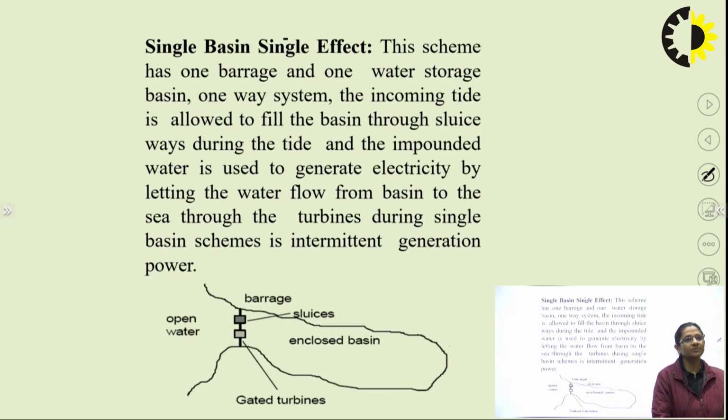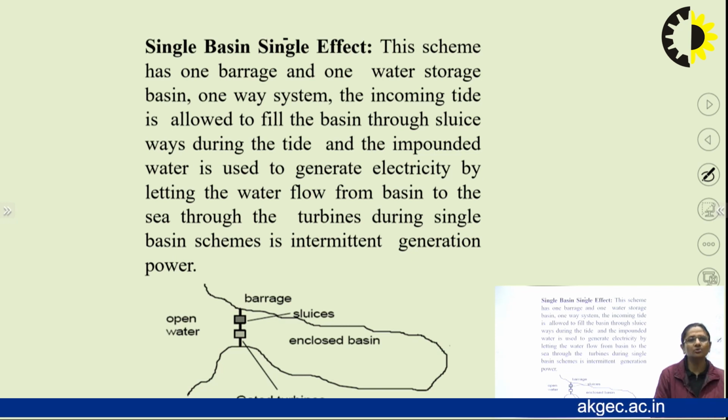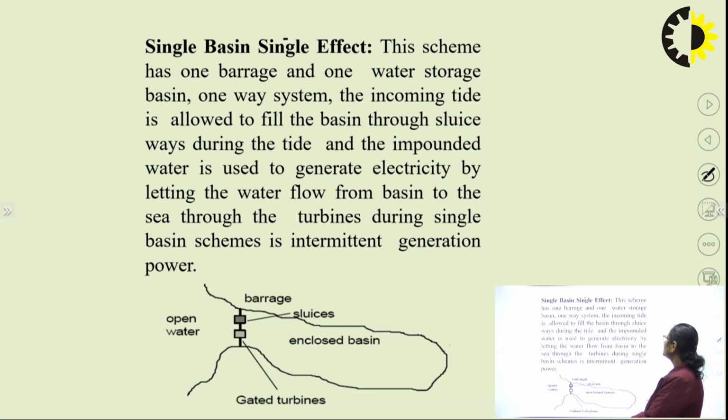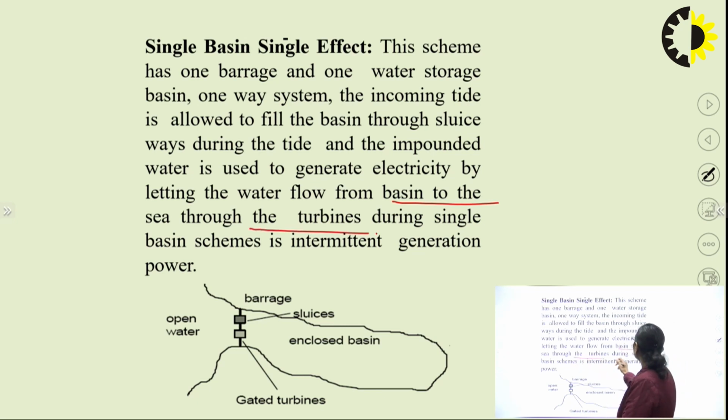Starting with the single basin single effect. This scheme has one barrage and one water storage basin. It is a one-way system: the incoming tide is allowed to fill the basin through the sluice gate during high tide, and the impounded water is used to generate electricity by letting it flow from the basin to the sea through the turbines during single basin schemes.